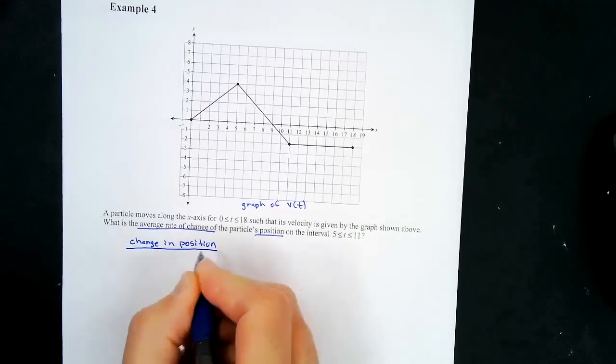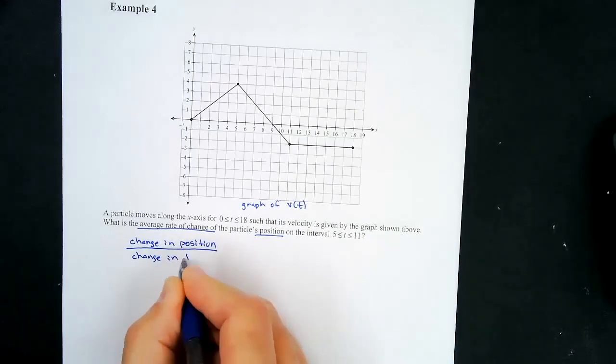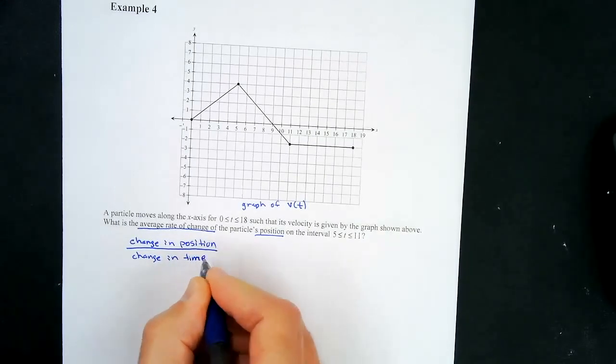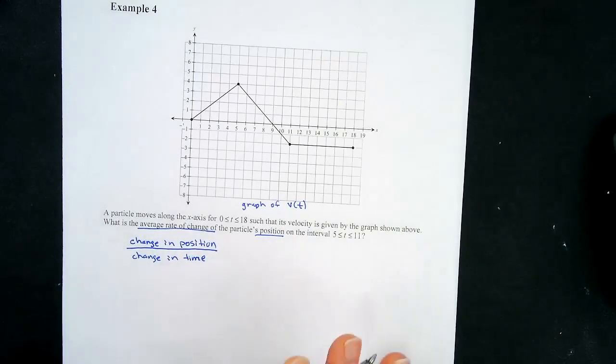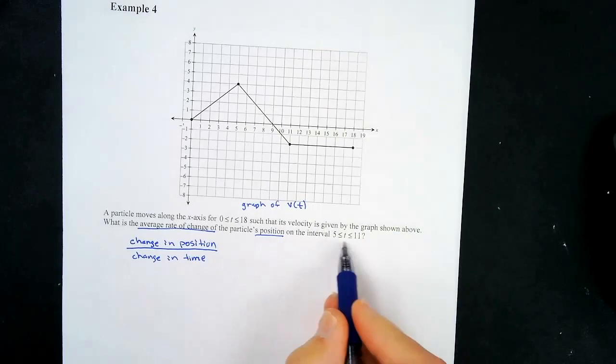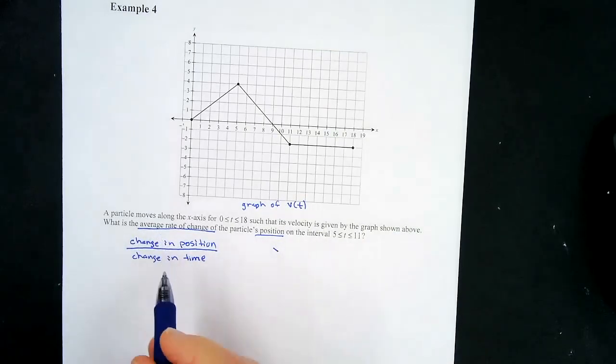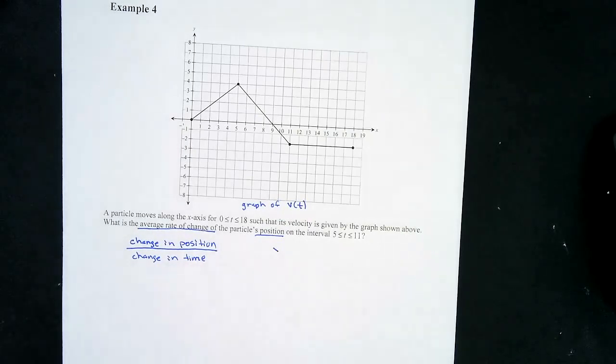So divided by the change in time. Okay, so for this particular problem, our position is on the x-axis. So in this interval, we're going to take, this is just slope. So it's not average value of a function, but it's going to wind up being that. You're going to see in a minute how these are related to each other.